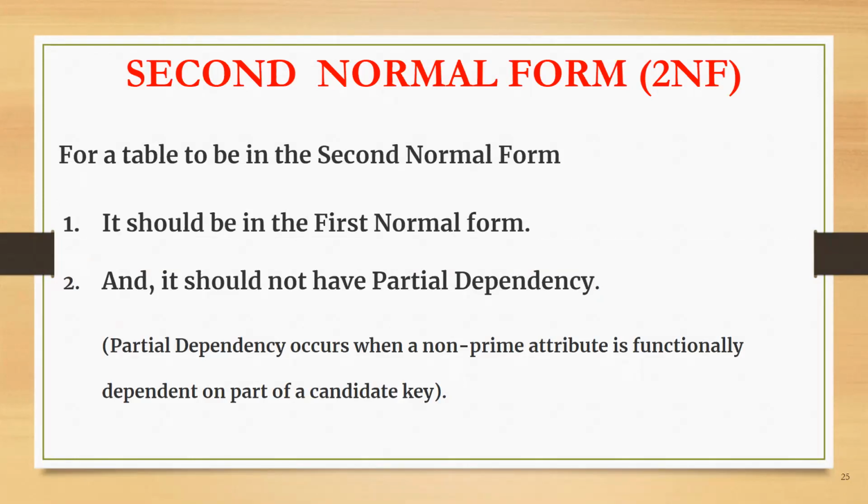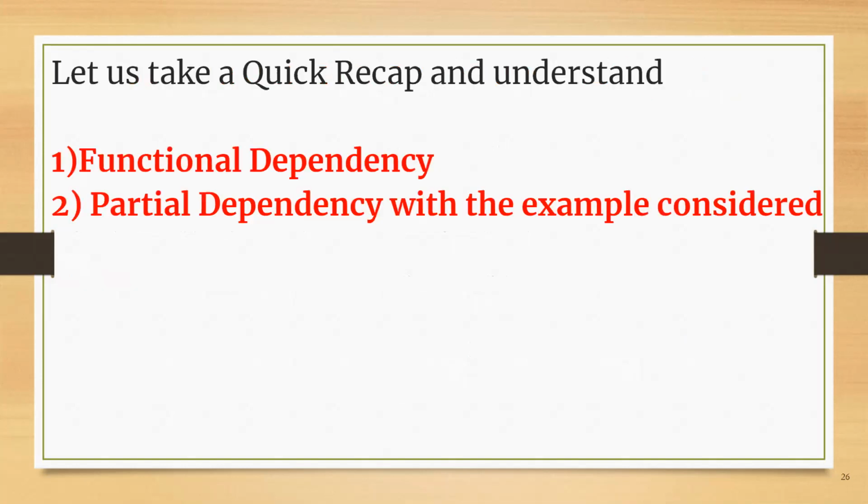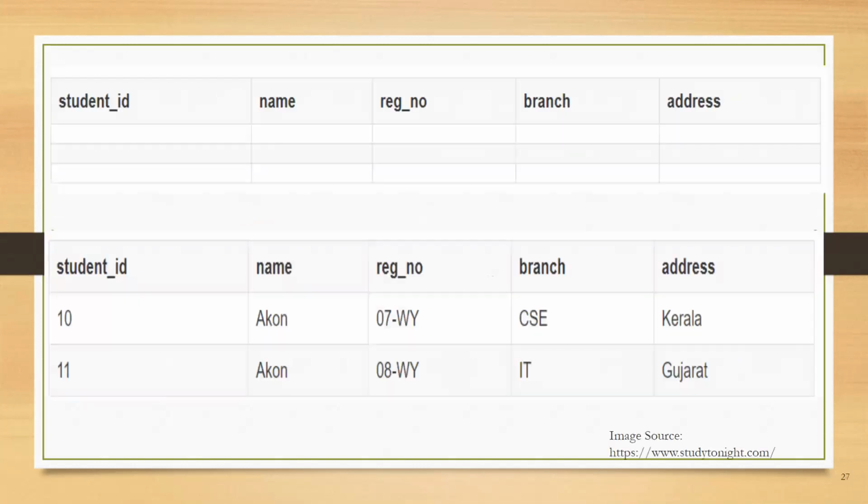Whenever we talk about partial dependency, it occurs when your non-prime attribute is functionally dependent on part of your candidate key. So we'll understand what we mean by functional dependency and what we mean by partial dependency with an example.